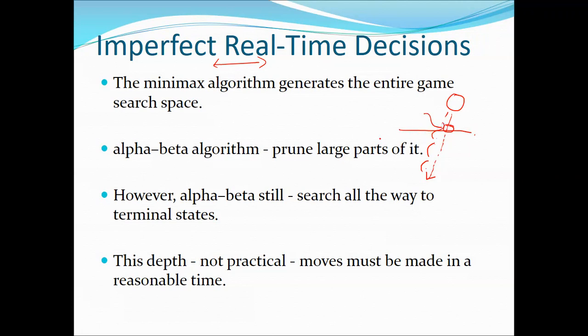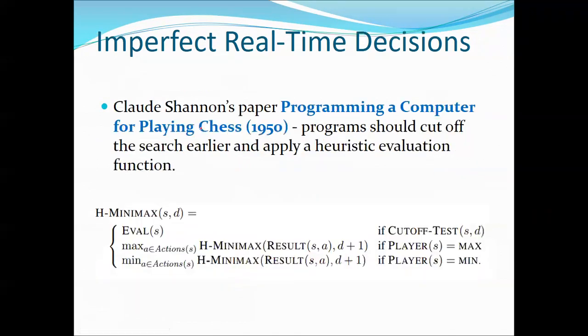So this is the same thing, but we are discussing it for reinforcement. The alpha beta algorithm prunes a large part of the tree, but still it searches all the way to the terminal state. So searching up to that level is practically unreasonable.